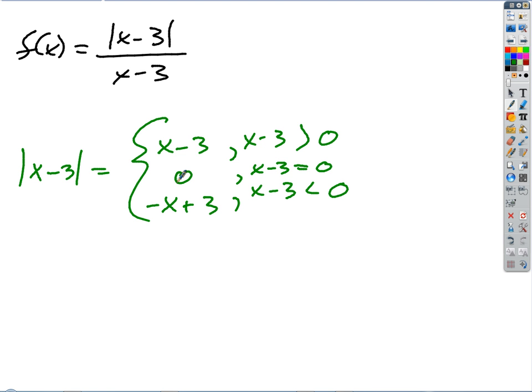Now, one thing we want to do is we actually want to rewrite those domains. We don't really want to leave them like that. We'd rather solve for x in each case, which means we're just going to add 3 to both sides, right? So let's do that real quick. If I add 3 to both sides, I just get x is greater than 3, x is less than 3, or x equals 3, right?